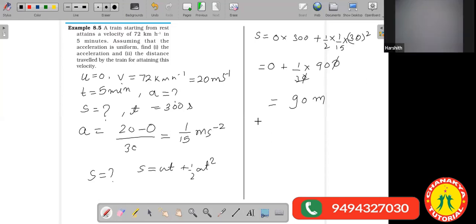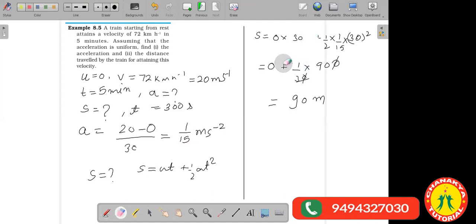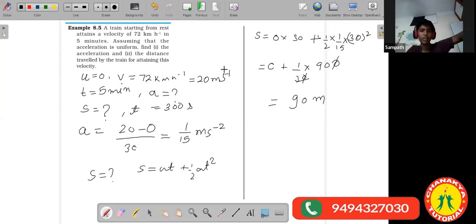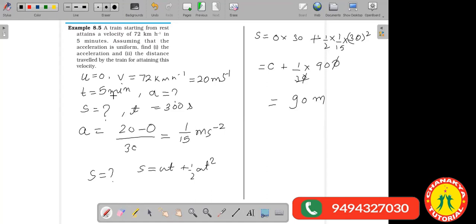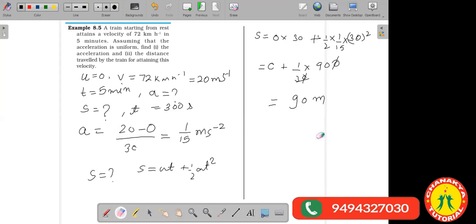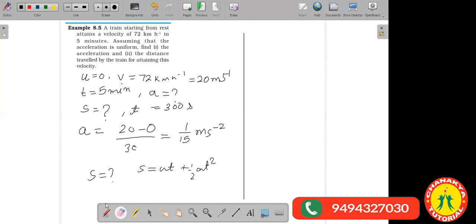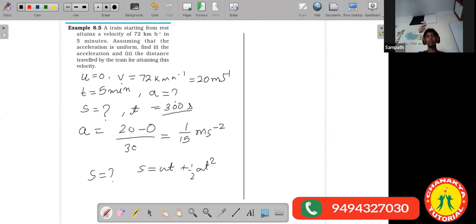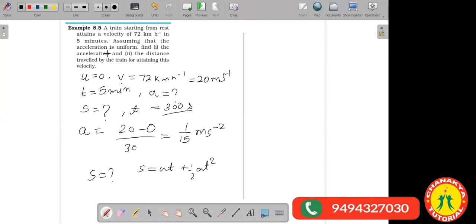Sir, in the first equation, S equals... time is 3000? Time is 300. 5 into 60 is 300. All of you are making me confused. Just one minute. So, your time is 300, right? 60 multiplied by 5, that's 300 seconds.